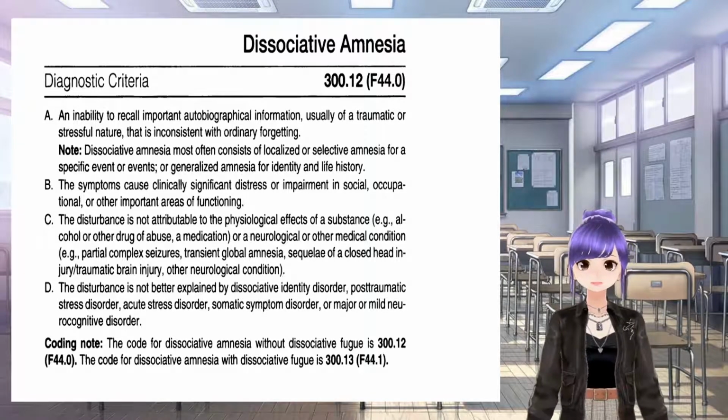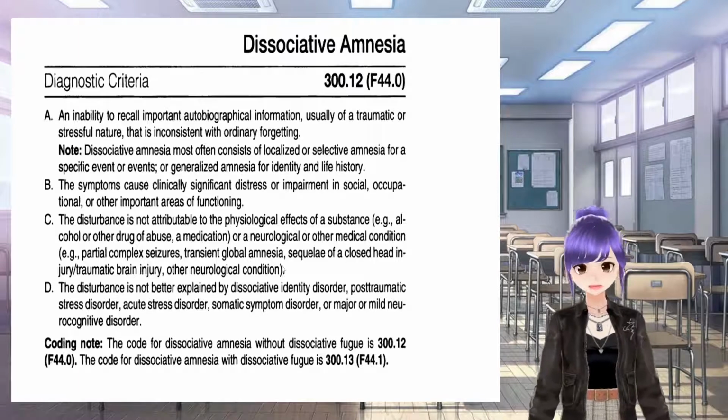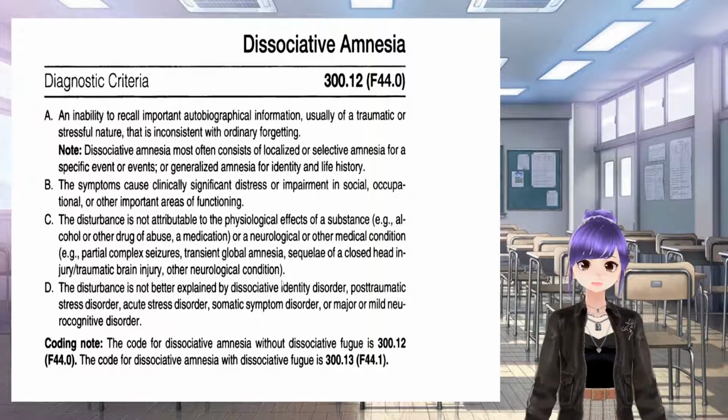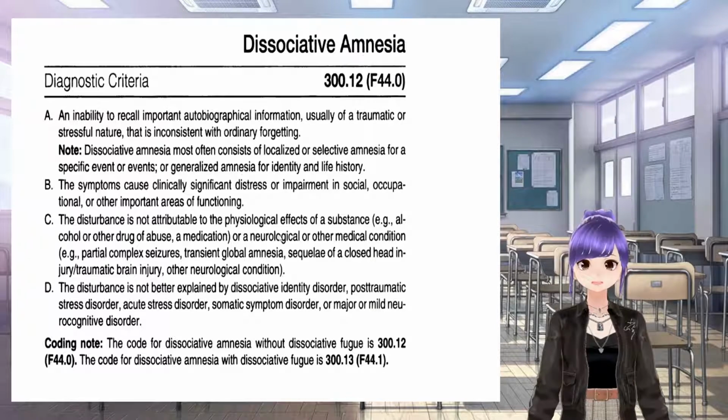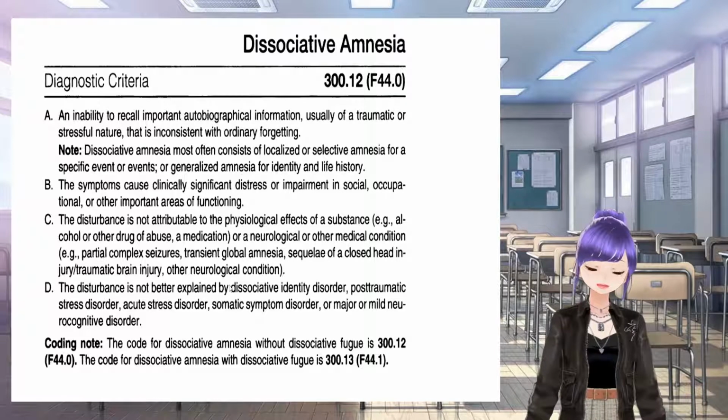The disturbance is not attributable to the physiological effects of a substance or a neurological or other medical condition. The disturbance is also not better explained by DID, meaning the person does not have another identity. Also, the person doesn't have PTSD, acute stress disorder, somatic symptom disorder, or major or mild neurocognitive disorder. What is important in dissociative amnesia is that it is not DID, meaning there are no two distinct identities, and that the person is simply unable to recall important autobiographical information.